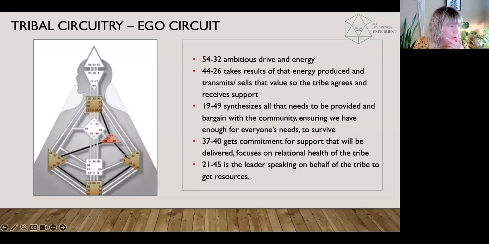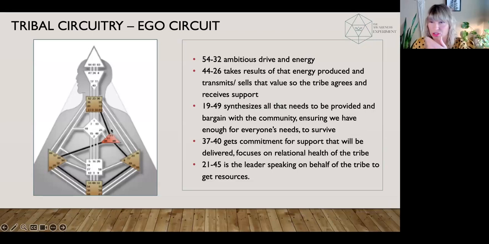The 3740, so this is, from the solar plexus to the ego, gets commitment for the support that will be delivered, focusing on the relational health of the tribe. So this is about the right community. It's the channel of community. It's about the right community. It's about friendship and family and being alone, working for the community, working for my family, and then needing alone time. So I'm kind of weaving in some keynotes from the different pieces.